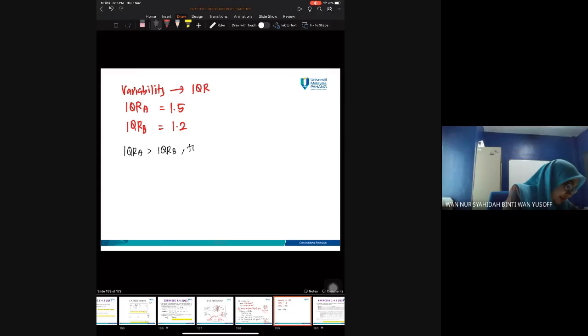Okay, so the data of B is more consistent, because B has less variability. Hence spring B is more flexible.